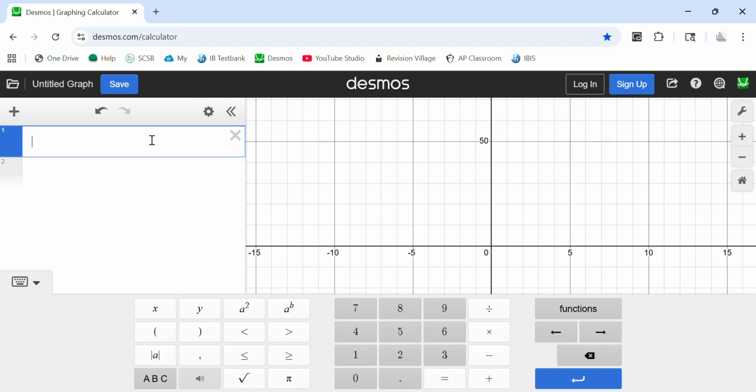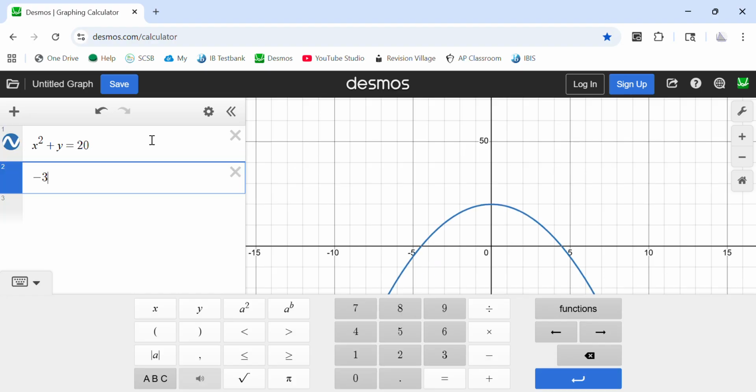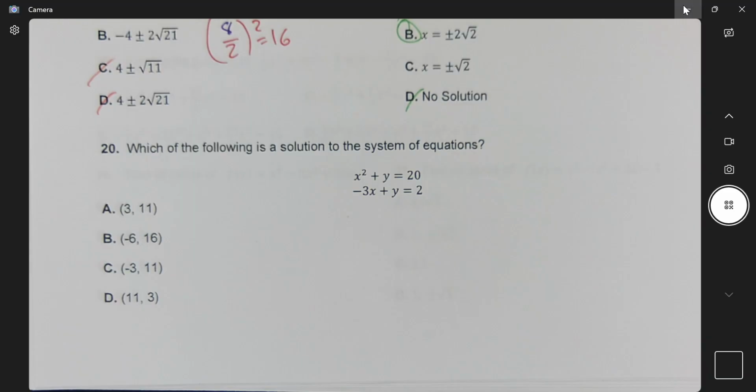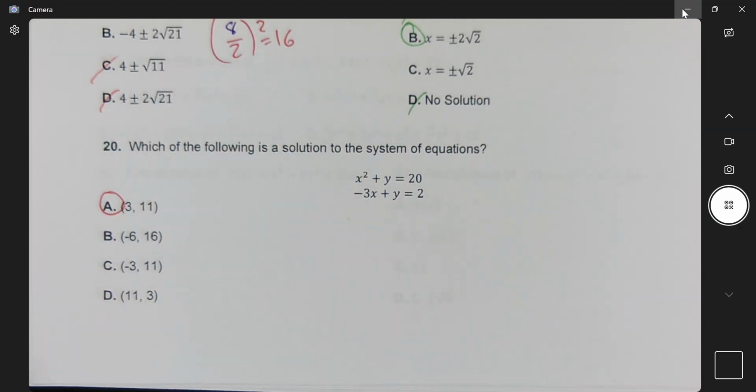Let's clear this out. The first equation was x squared plus y equals 20. There's our quadratic. Hit enter. And then -3x plus y equals 2. There it is. Now, if we click on the graph, we can click on our solutions, -6, -16, and 3, 11. 3, 11 is right there. This one almost works, but it was negative. 3, 11 was the answer. Popping right along.